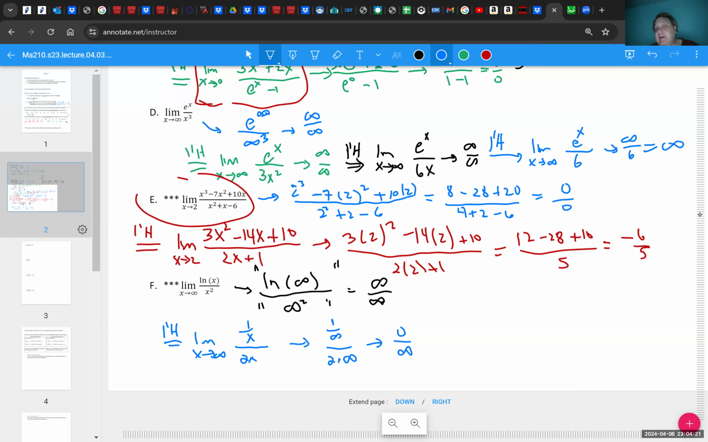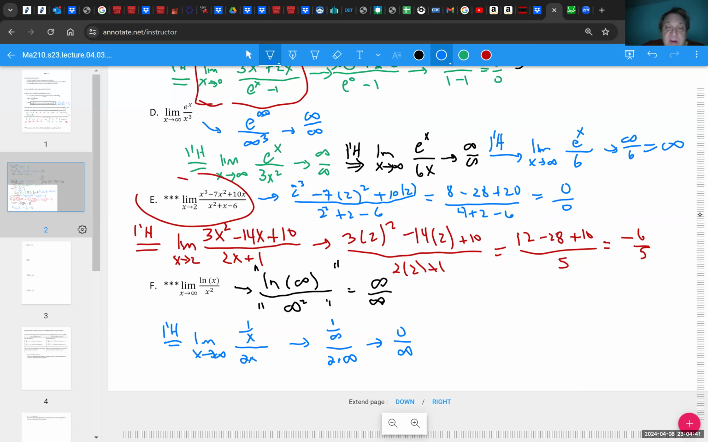0 divided by infinity is not an indeterminate form. So you may not use L'Hopital's rule and get a correct answer. I mean, you can use L'Hopital's rule, but it'll give you a wrong answer. So we cannot use L'Hopital's rule. In fact, this is a determinate form. We know what this is equal to. 0 divided by infinity, in fact, is 0. 0 over a large number is 0.